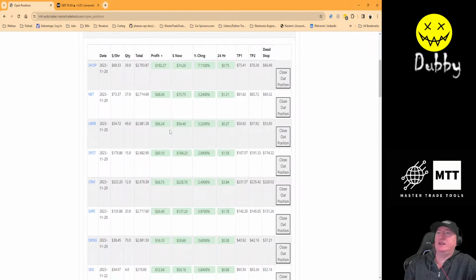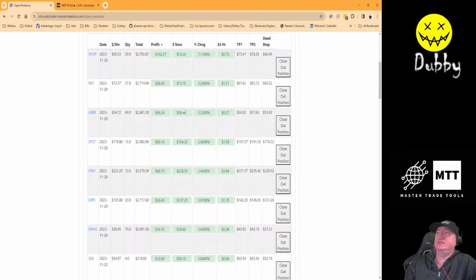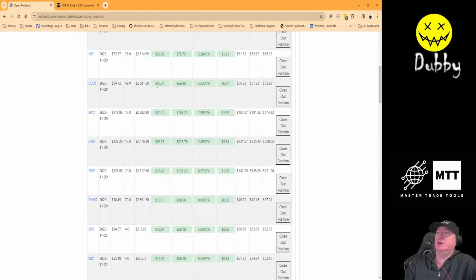And then we've got Net that's at $80. And that one is still about $5 away from its take profit point. Uber, $86.24. And that one I think might be one that's actually going to close out today, depending on how they start out at the market open.